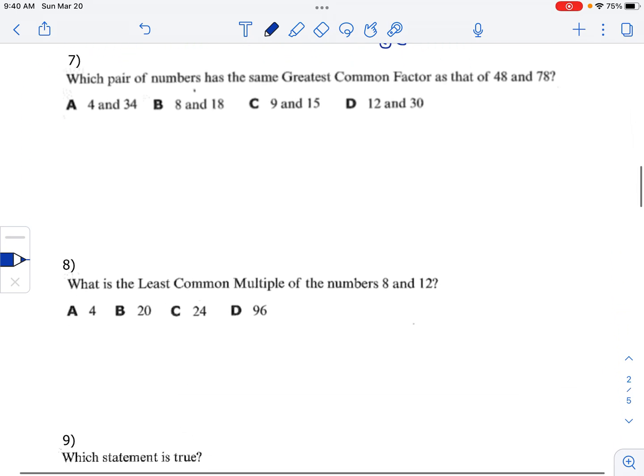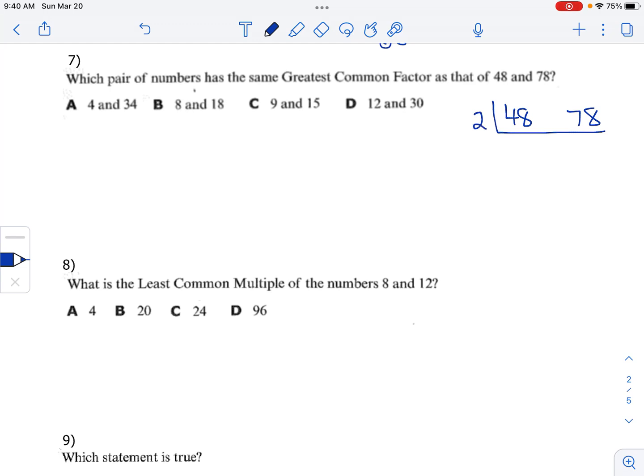Number 7. Which pair of numbers has the same greatest common factor as that of 48 and 78? Well, let's find the greatest common factor of 48 and 78 first. I notice that 48 and 78 are both divisible by 2. 48 divided by 2 is 24. 78 divided by 2 is 39.